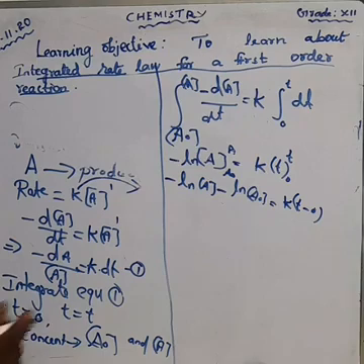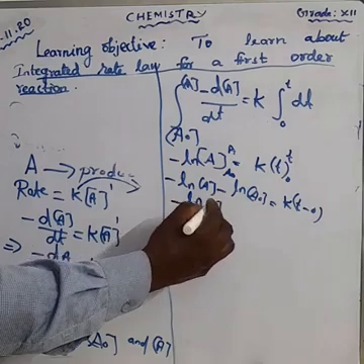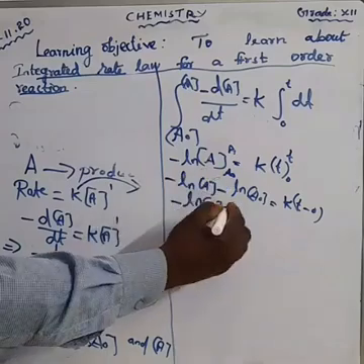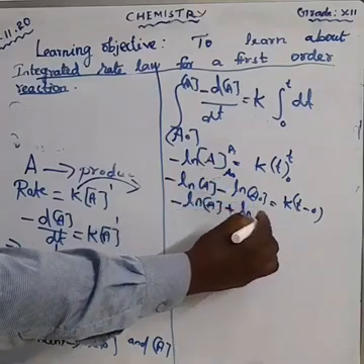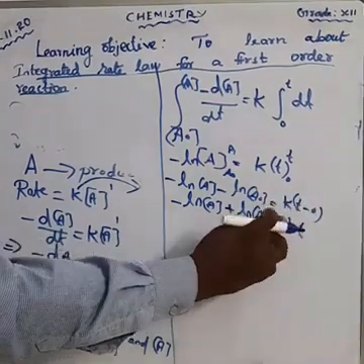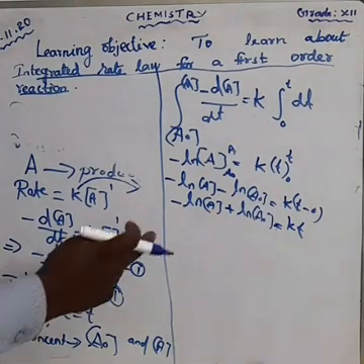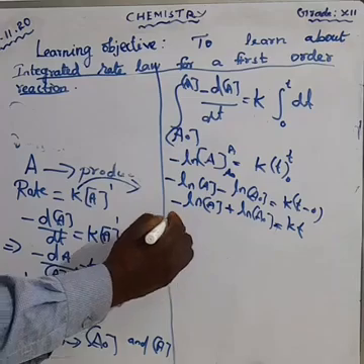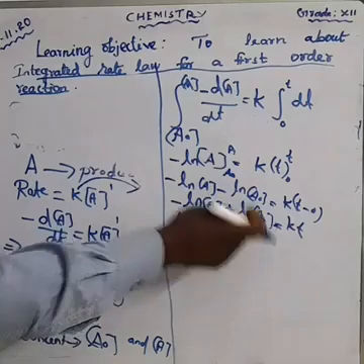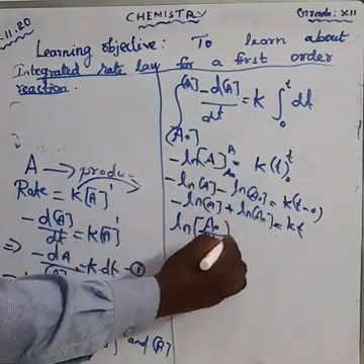Then, taking ln A here, minus into minus gives plus, so ln A naught minus ln A is equal to KT. Otherwise, we can take it commonly as ln A naught by A is equal to KT.